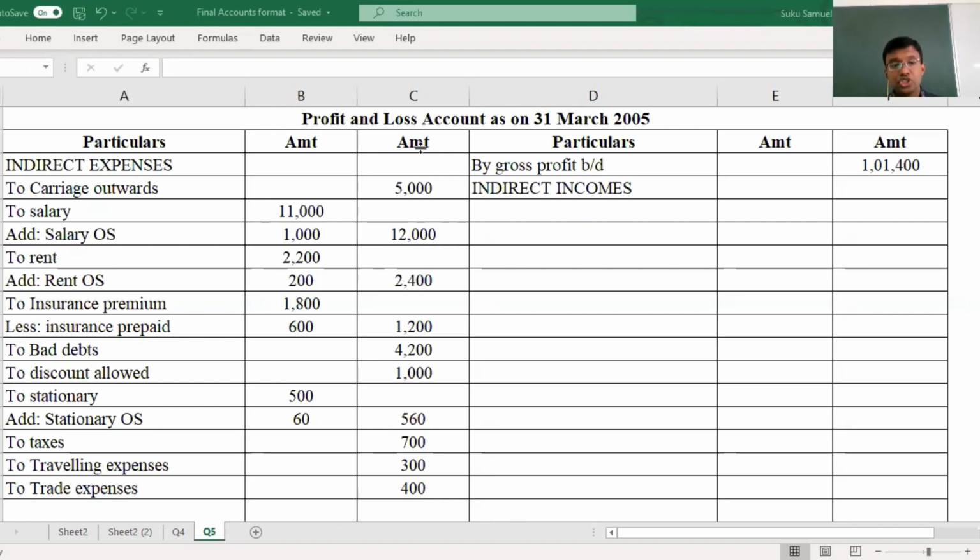Then you have apprenticeship premium. Now for apprenticeship premium, we have to go with the item. At first, you have apprenticeship premium, which is given to us in the trial balance on the credit side.